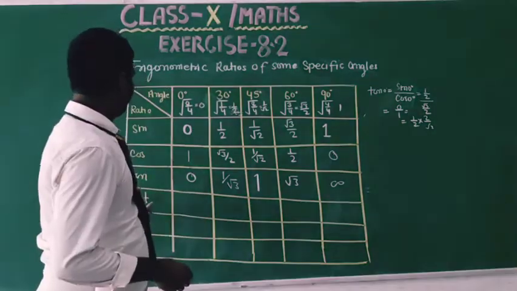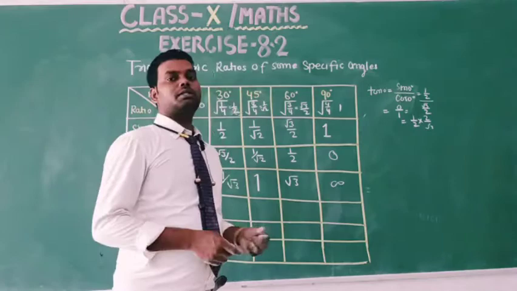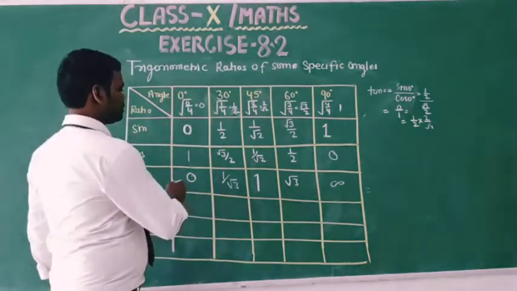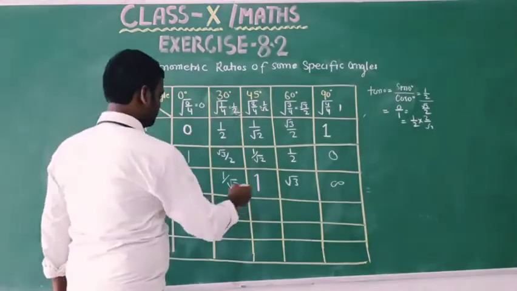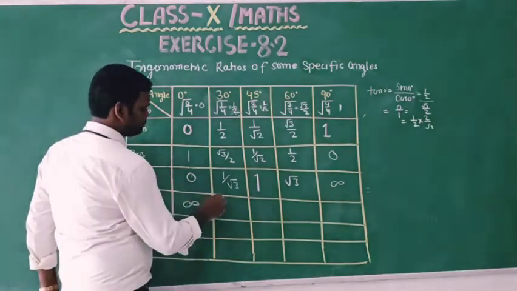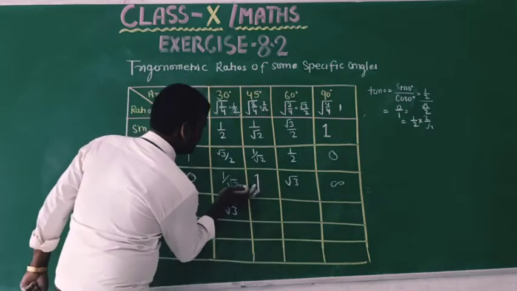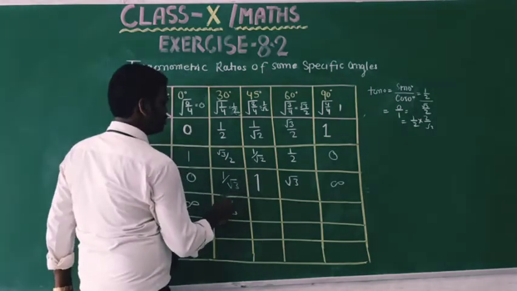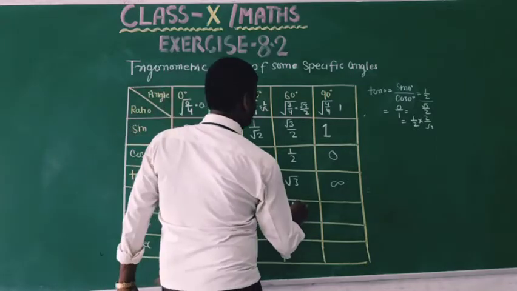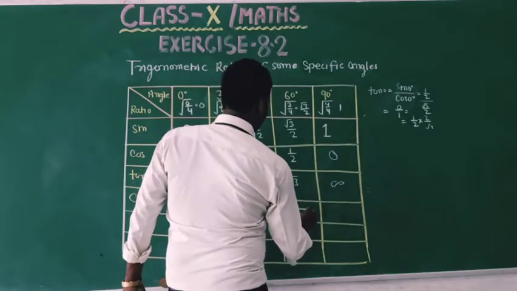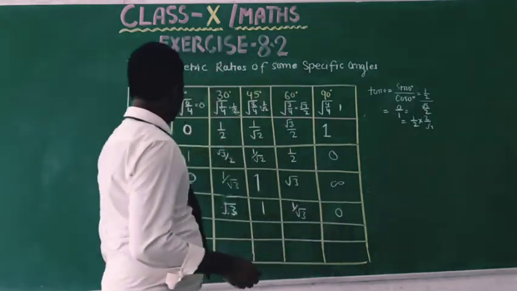Okay, for cot, again write the values in reverse order. Reverse order of the values of tan. So this is infinite, square root 3, 1, and 1 upon root 3, 0.